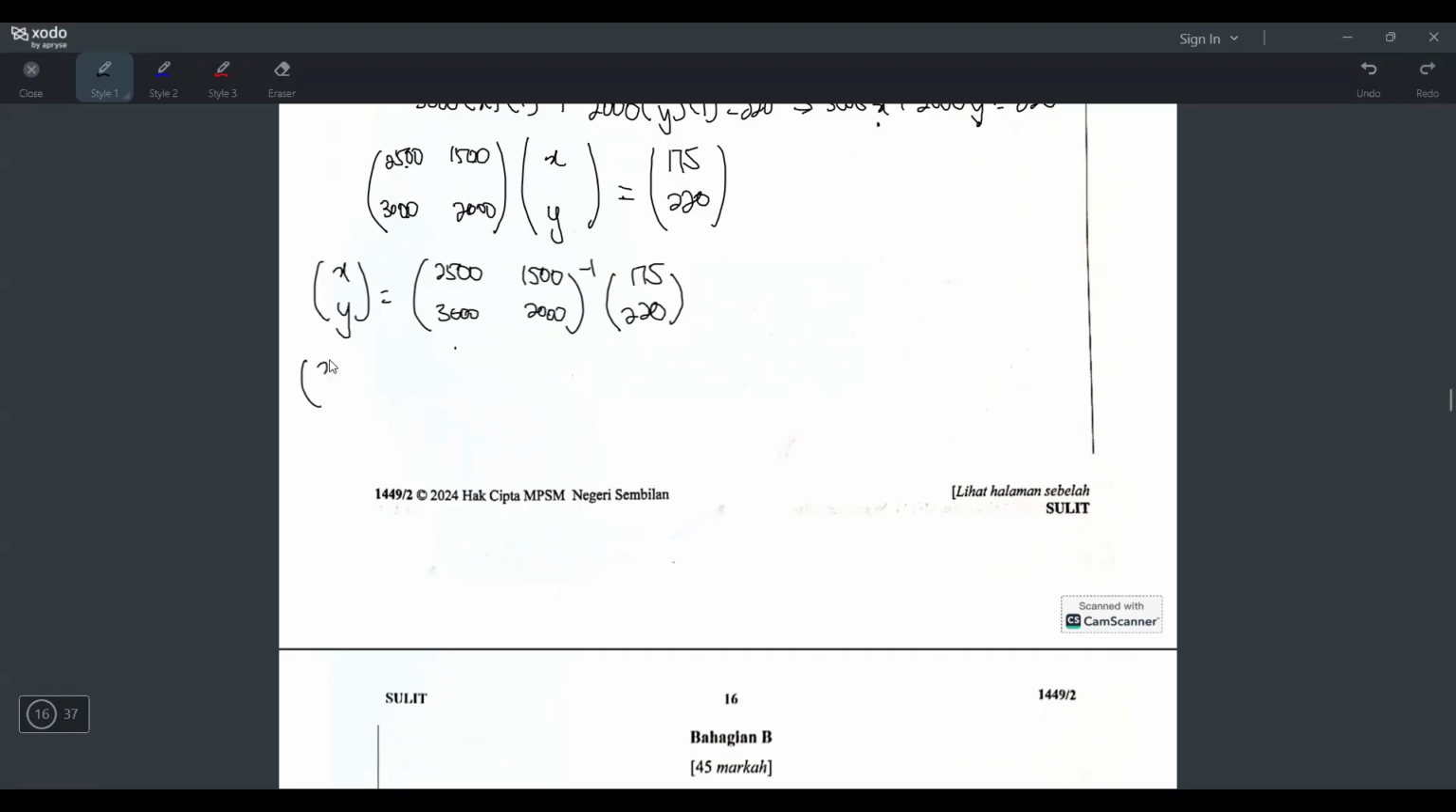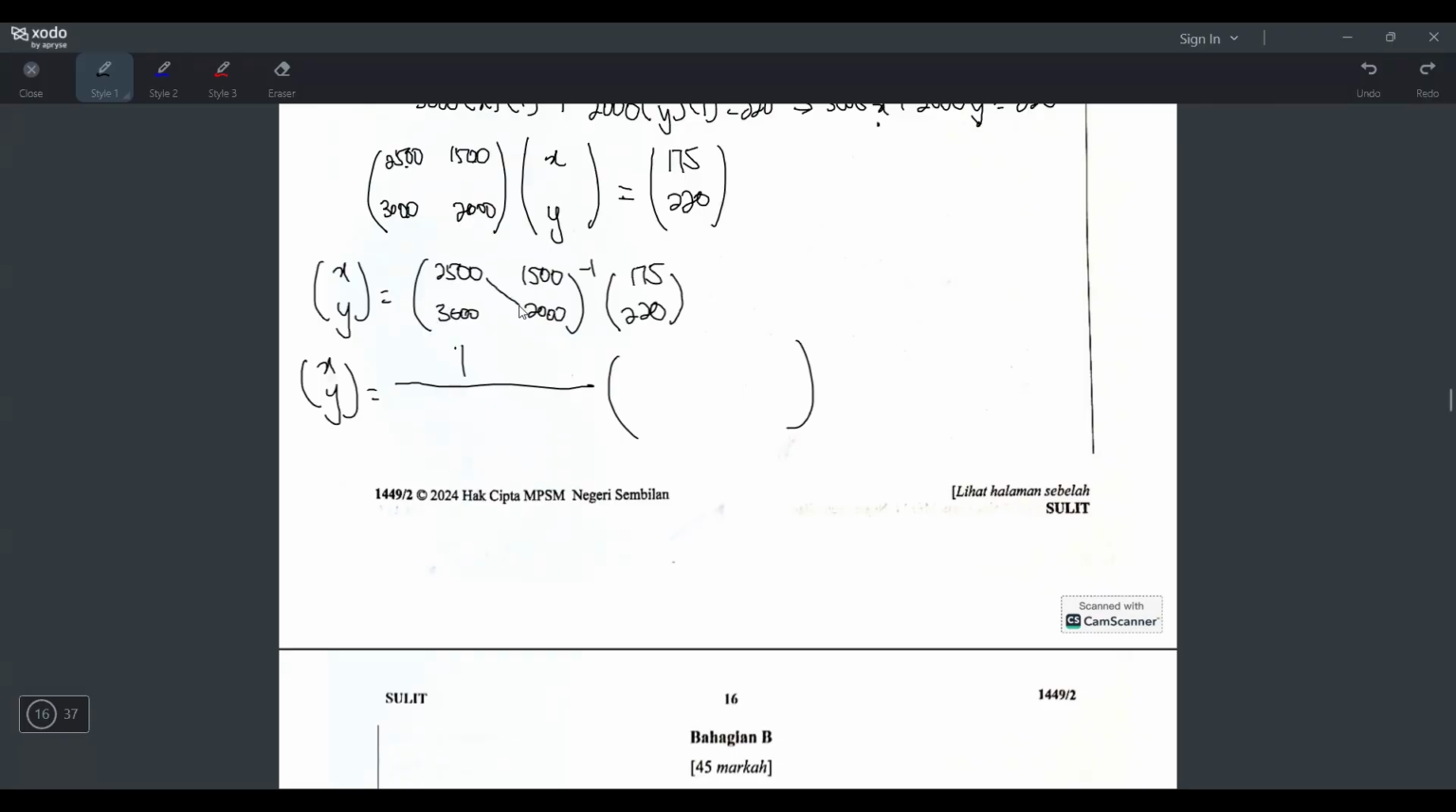So now let's do the inverse. What is the formula to find the inverse? 1 over AD minus BC, bracket, bracket, D, A, negative B, negative C. But you don't have to memorize the formula actually. You just have to know where to write the correct value, then it's fine already. Usually I don't tell my students to memorize the formula. So, 1 over AD minus BC, right?